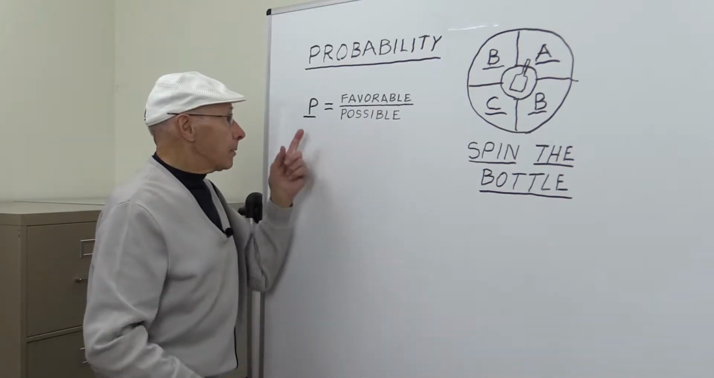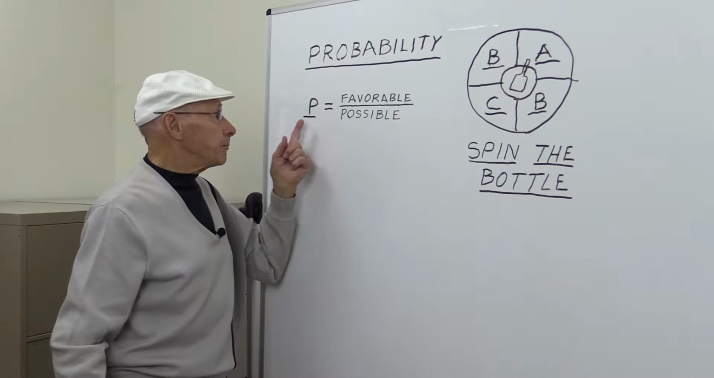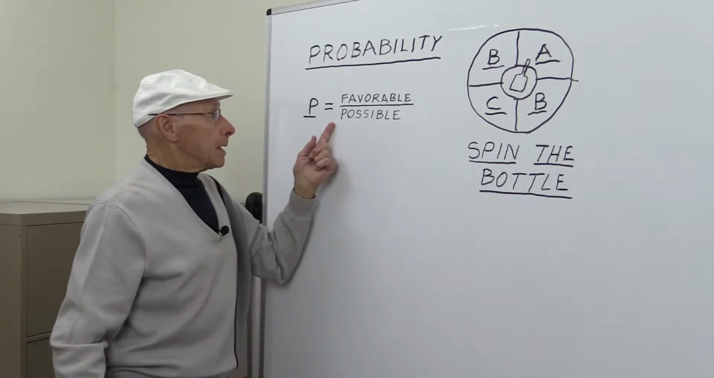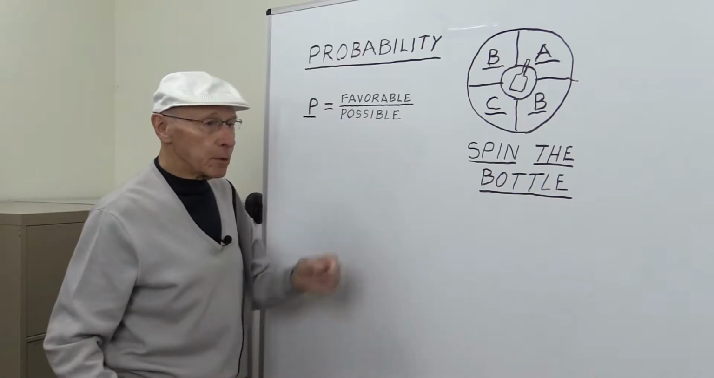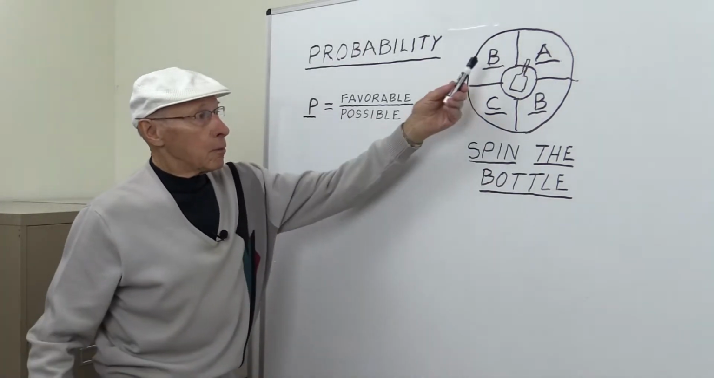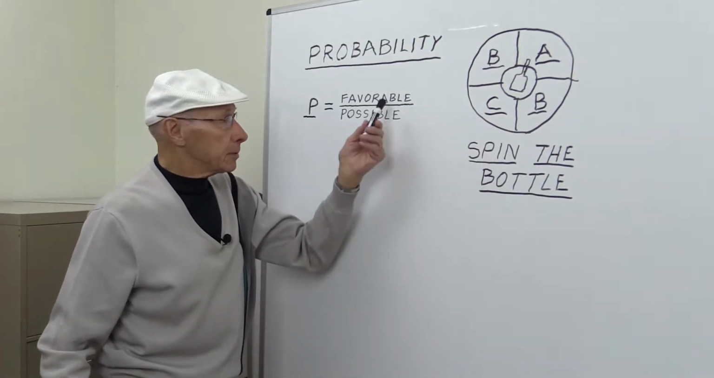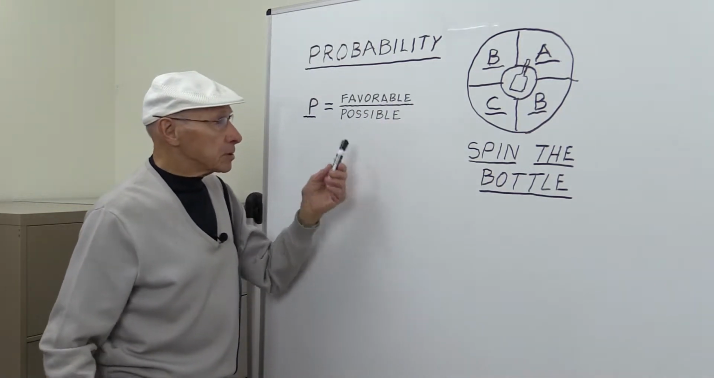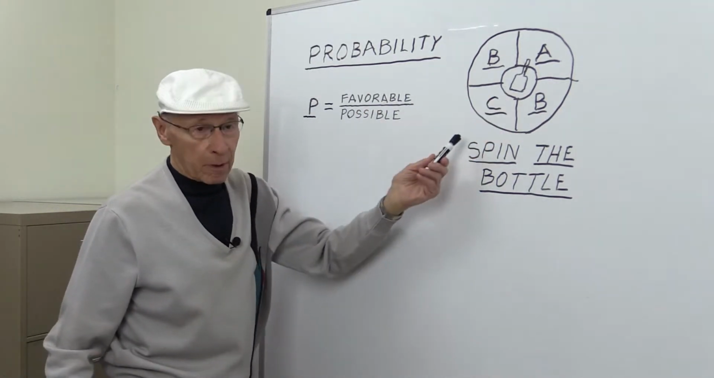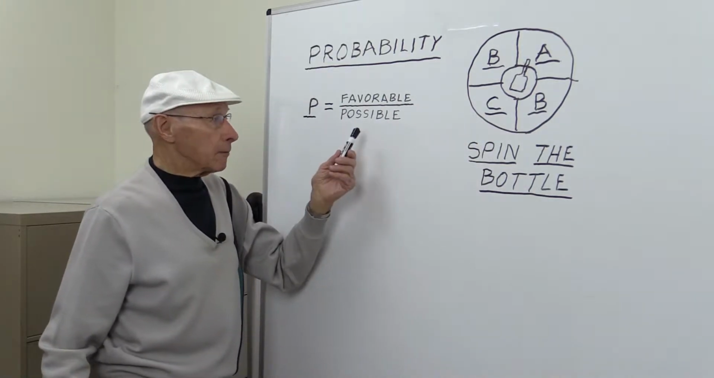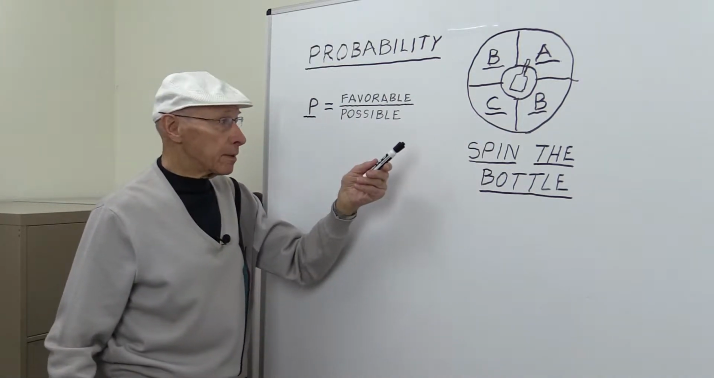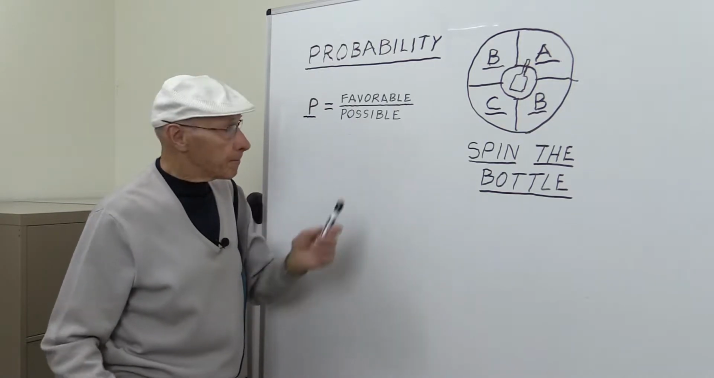So what is the probability? P is equal to favorable versus possible. Now the favorable is what we want one of these quadrants to be, and the possible is all 4. So there are 4 quadrants, and so the possibility of a bottle landing on one of them is 4.